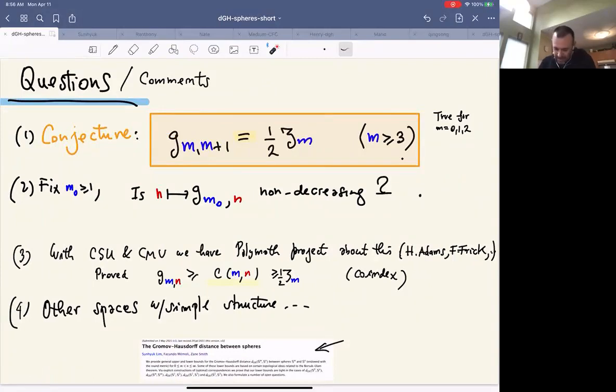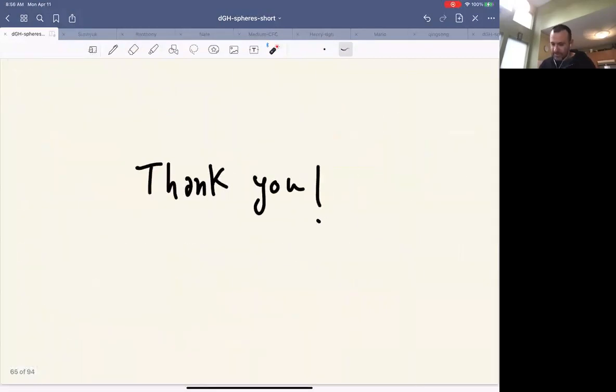I wanted to mention that, also with Colorado State and Carnegie Mellon, we are running a polymath project related to these sorts of questions, with colleagues Henry Adams and Florian Frick. We have actually improved some of the lower bounds that I showed you today. The exploration also suggests trying to approach the calculation of Gromov-Hausdorff distance for other spaces with simple and homogeneous structure beyond spheres. Thank you.